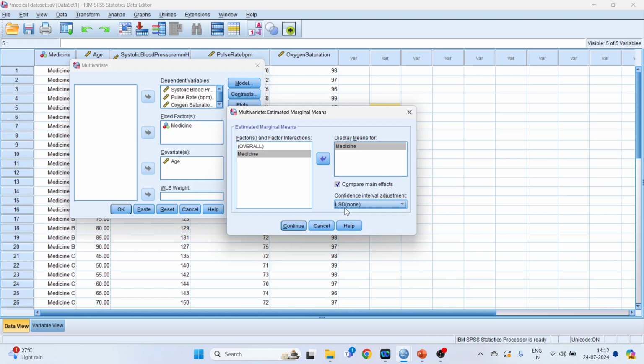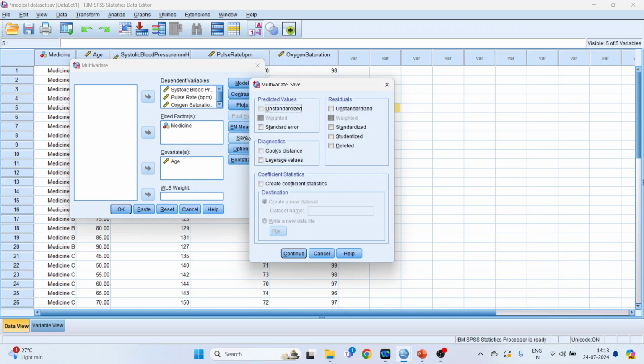So it is used when we want to find out the significant difference between the pairs. That is, the pairs are medicine A compared with medicine B, medicine B compared with medicine C, medicine A compared with medicine C. Now, when you are sure that there is a possibility of type 1 error in your analysis, you activate Bonferroni. Continue.